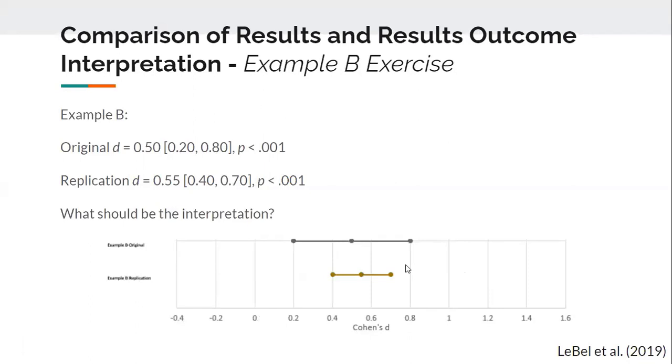Another example, example B. The original Cohen's d is 0.5, lower CI is 0.2, upper CI 0.8, p values falling below 0.001. And the replication d is 0.55. The lower CI is 0.4. The upper CI is 0.7. P values falling below 0.001. What should be the interpretation? So please type your answers in chat.